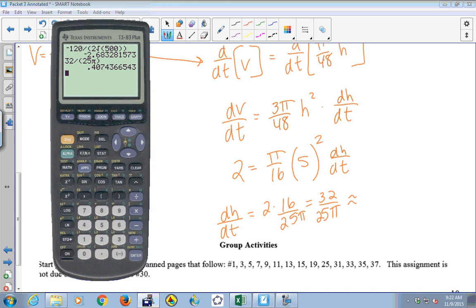That's .407. We'll just say 0.41. And what are my units on that? Per minute. I think the time units were all measured in minutes. Yep. So my h units were centimeters, time units, minutes.